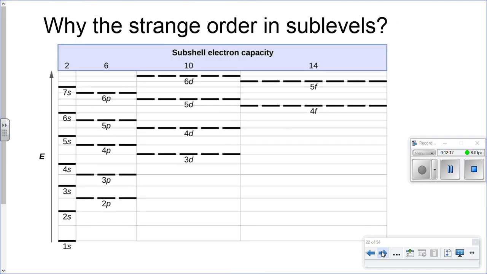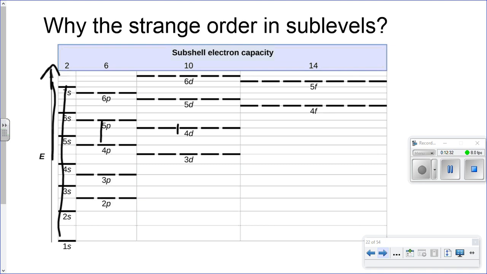Now, this is the reason why there's all this weird overlapping. You notice that energy level increases here. So this whole arrow increases as I move up. Here's all my s's, here's all my p's, d's, and f's. But you notice that the p's keep lagging behind, and then the d's come in.